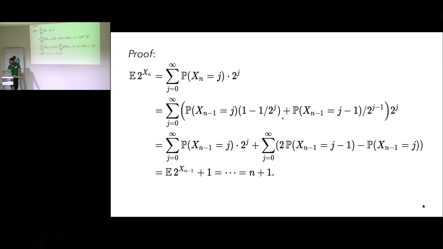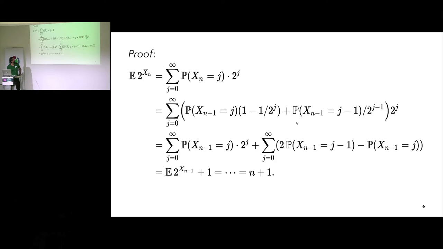And to prove that is not so complicated. For the expectation, you just put it in the formula. It's the probability that xn is some number times its value, summed up. What this says is that our counter is some value j. The only way that can happen is if at xn minus 1 it was j and we did not increment, or at xn minus 1 it was j minus 1 and we did increment. And we know the probabilities of incrementing and not incrementing. It's 1/2 to the j, or 1 minus 1/2 to the j.